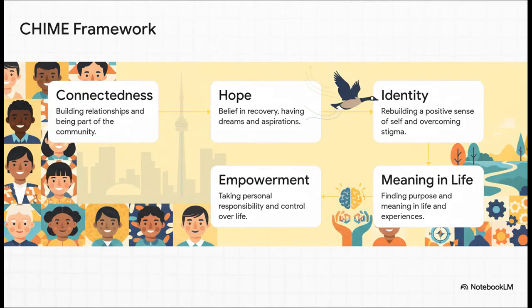So, the CHIME Framework gives us a fantastic way to talk about the key ingredients of recovery: connectedness, hope, identity, meaning, and empowerment. But these aren't just separate things on a checklist. They're all woven together. Think about it. Hope can spark the search for a new identity. Feeling connected can lead to a bigger sense of meaning. And empowerment? That's what holds them all up. As peer supporters, our job is to help nurture all of these interconnected processes.